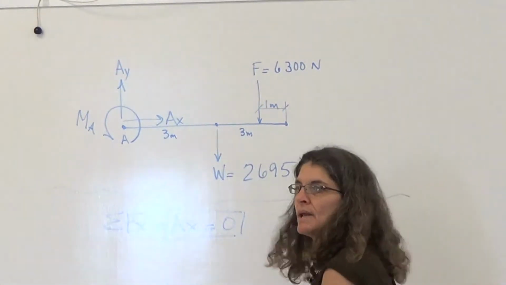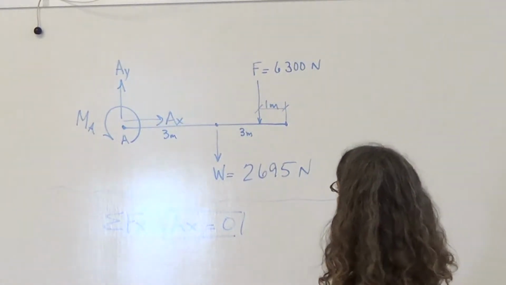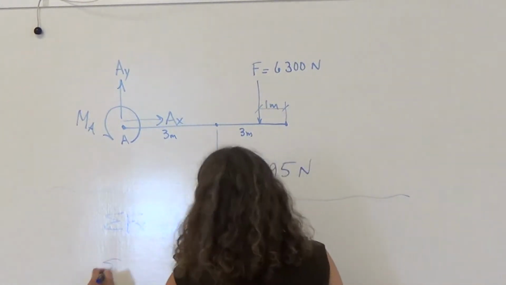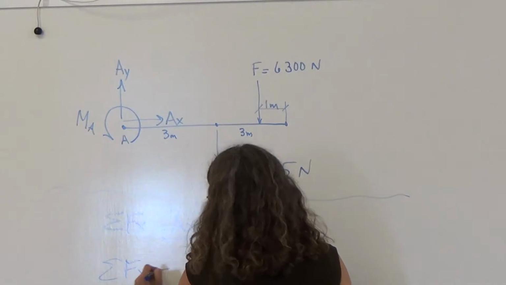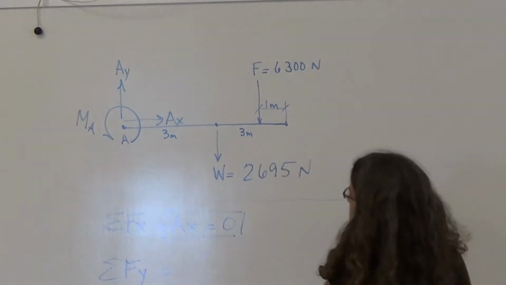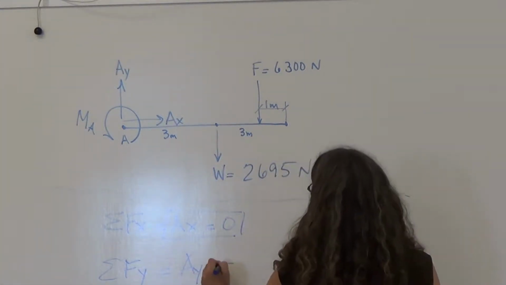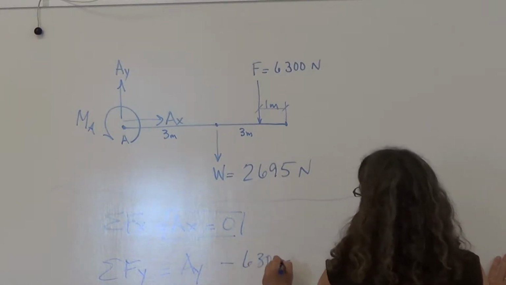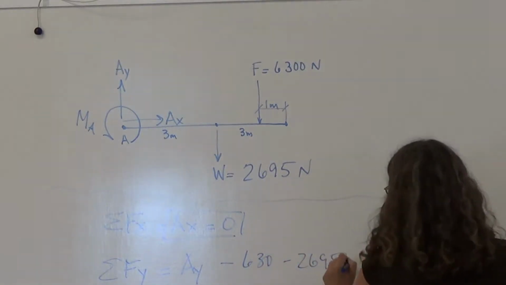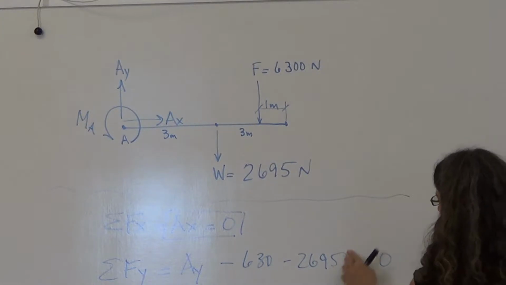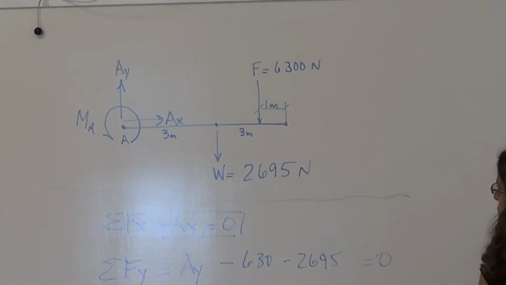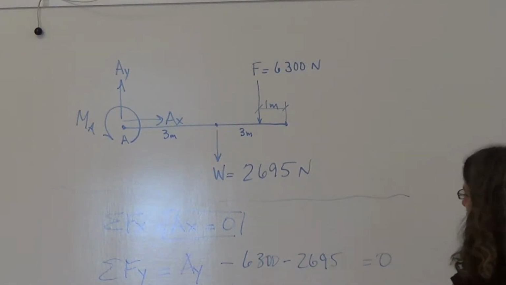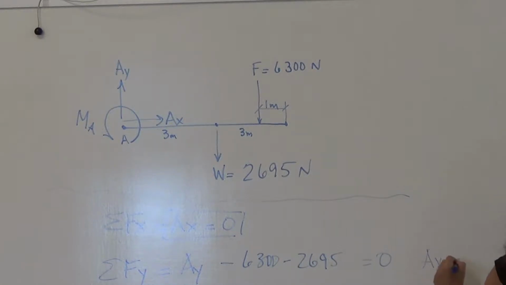What next equation, Jose, do you want to do? Let's go with the sum of the forces in the Y. Why did you choose that one next? Because all the forces are going down. Right, so AY, there's only one equation: AY minus 6,300 minus 2695 equals zero. So AY turns out to be 8995 newtons.